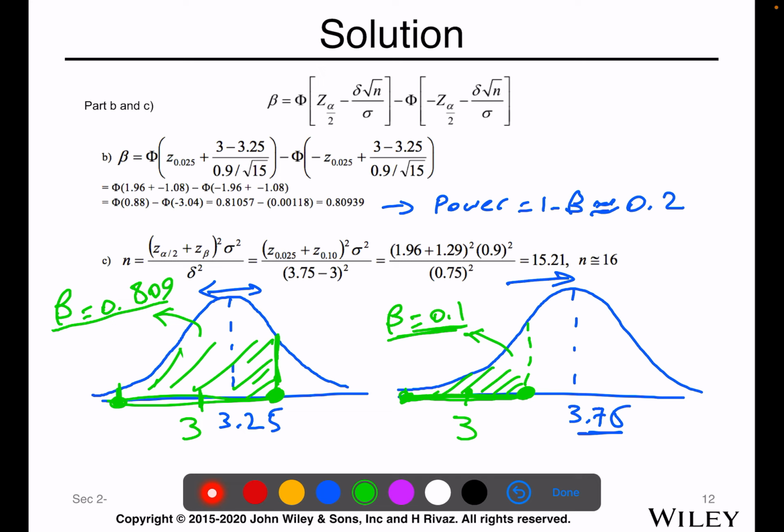So it is very important to remember that this range, where we calculate beta, always comes from around the null hypothesis, which is 3. So this range doesn't change when changing the true value of the mean. Any questions? Okay.